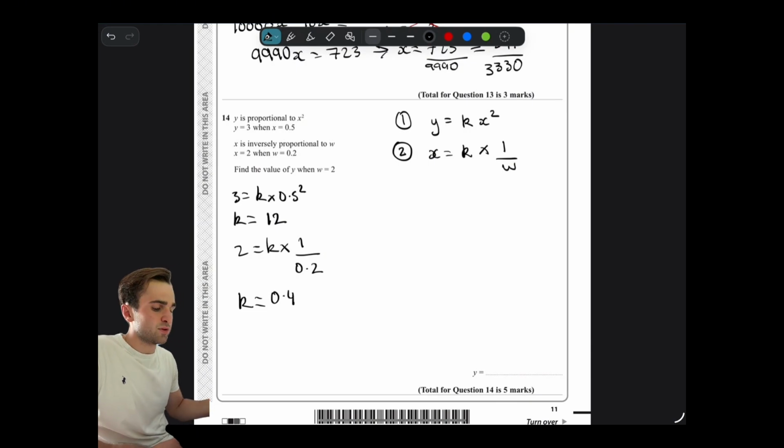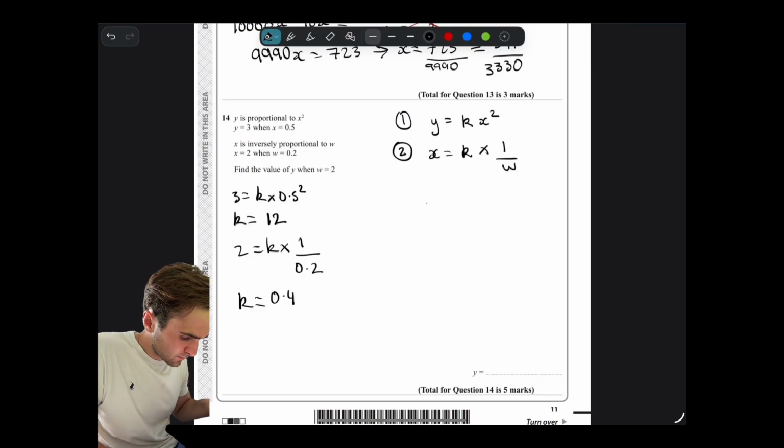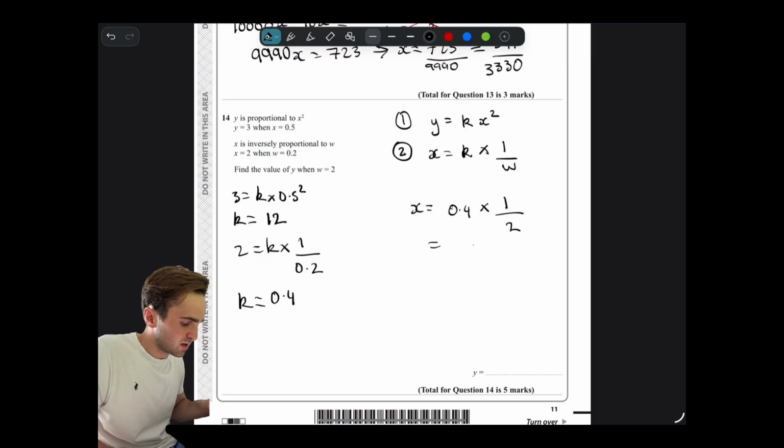So now we need to work backwards. So we need to find y when w is 2. So we can find x when w is 2, and then we can use that x to find y. So x equals 0.4, which is what we just calculated, times 1 over w, which is 2 in this case. So 0.4 times a half is 0.2. Then we can sub this x into the first equation. So it's kind of like a simultaneous equation in a way.